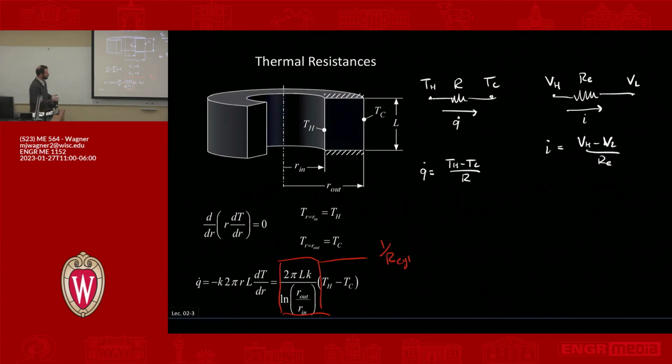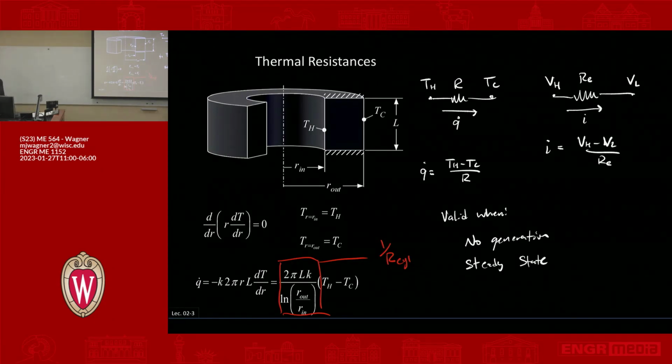All right, so we'll use this idea of thermal resistance in a lot of ways. There are some limitations on it, though. Thermal resistance is only valid when there is no generation, and the problem is at steady state. Think about why that is. We just went through that whole derivation to get to this equation, and the assumptions that went into that derivation were those things: no generation, steady state. If you start adding generation or unsteady behavior, this result doesn't apply anymore. This result is wrong for that situation.